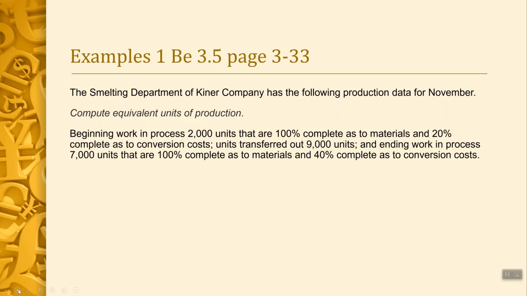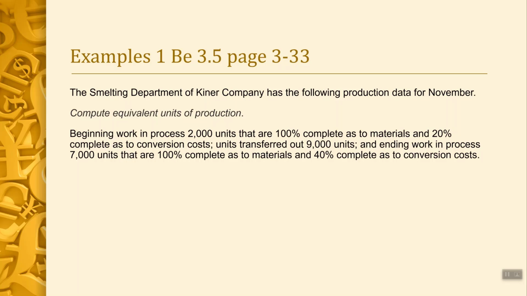All right, the smelting department of Kina Company has the following production data for November. They want us to compute the equivalent units of production. Beginning work in process is 2,000 units that are 100% complete as to material and 20% complete as to conversion costs. Units transferred out is 9,000 units, and ending work in process is 7,000 units that are 100% complete as to material and 40% complete as to conversion cost. So usually we don't care much about the beginning work in process. What we're concerned about is the units transferred out and the ending work in process.